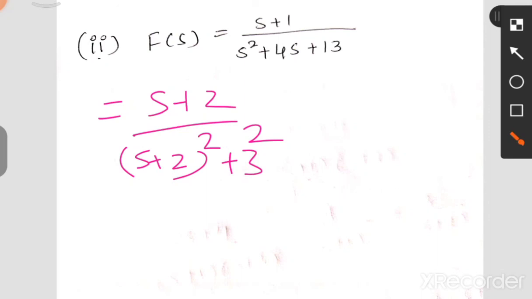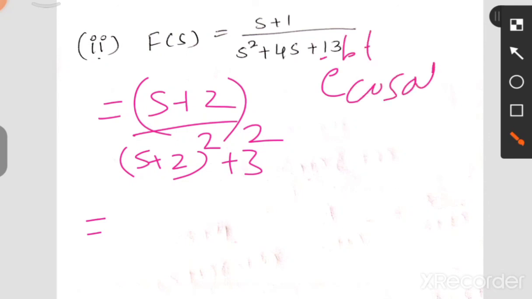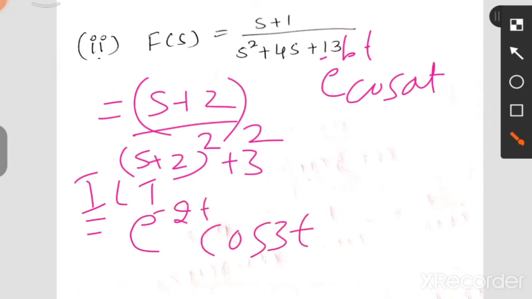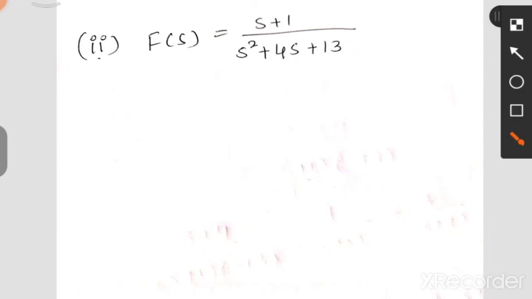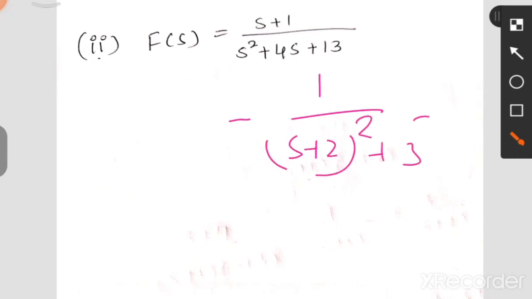So this inverse Laplace transformation, if you are taking, is nothing but similar to that of your e raised to minus bt cos at formula. So directly you can write this: inverse Laplace transformation of this factor is e raised to minus 2t cos 3t. b is 2, a is 3. But the second factor, which is minus 1 divided by s plus 2 whole square plus 3 square, was there.